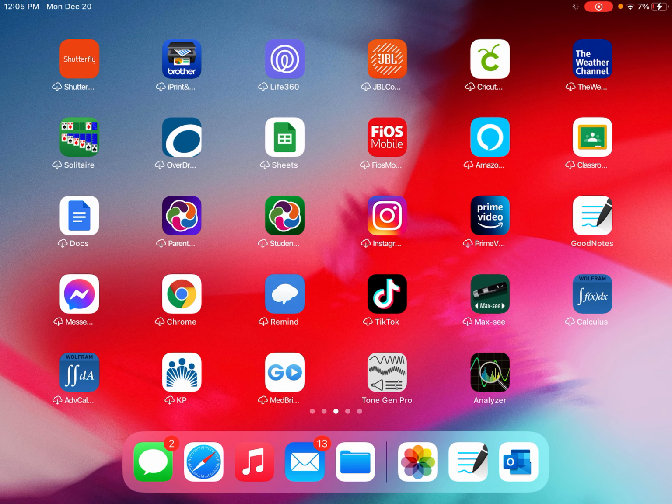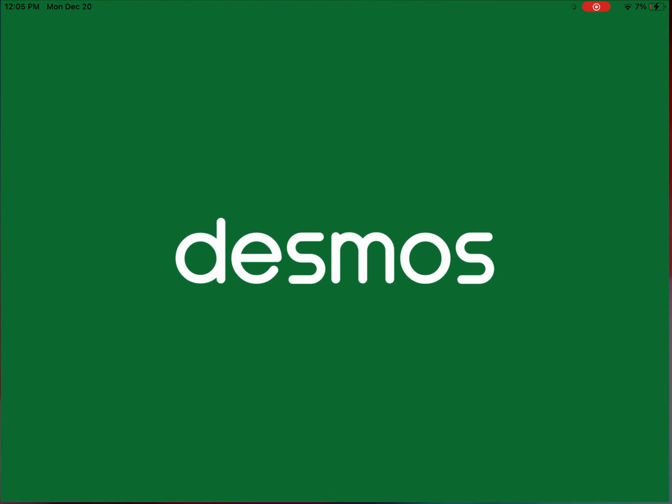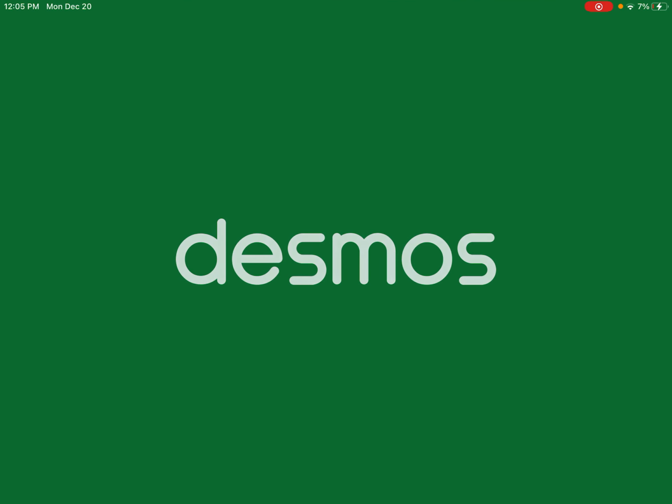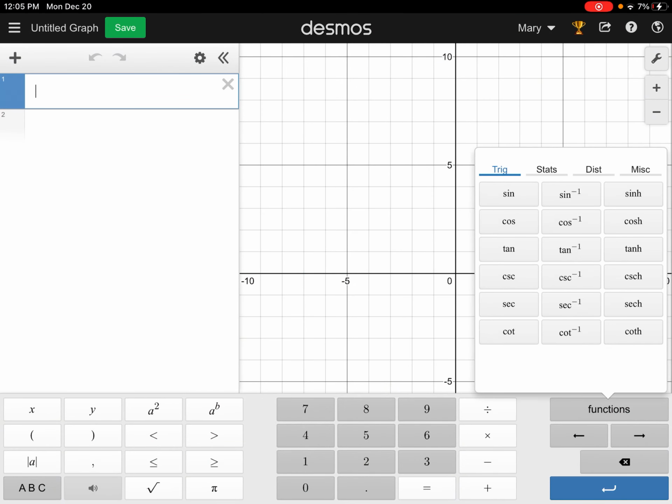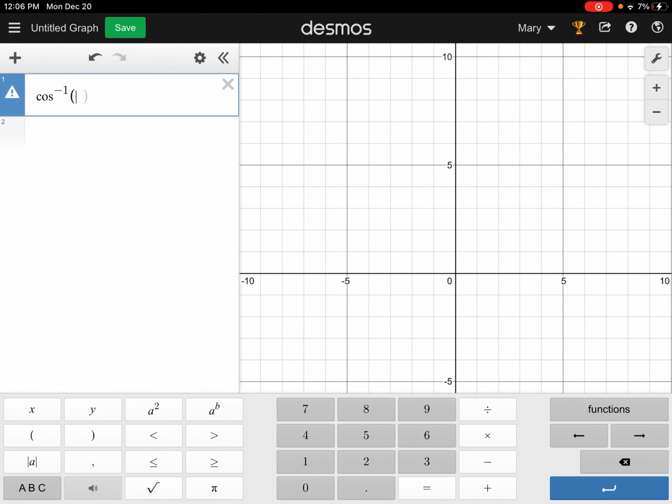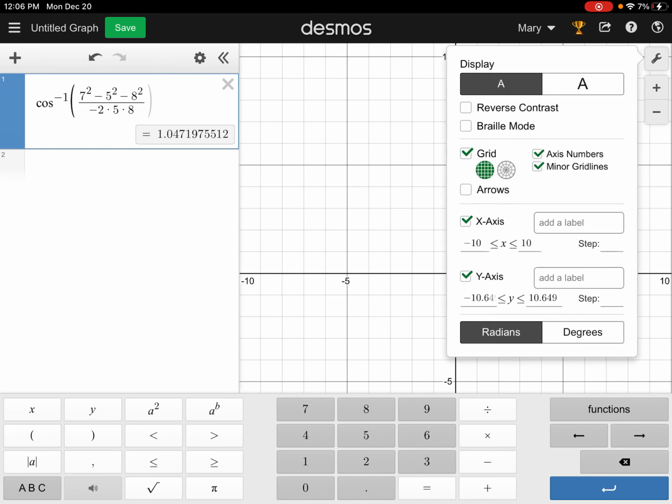All right. So where's my good old Desmos? So let's see, I need cosine negative 1, 7 squared, minus 5 squared minus 8 squared over negative 2 times 5 times 8. And I must be in radians. Yep. So there we go, 60 degrees.